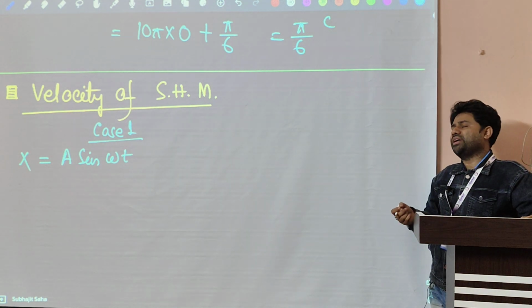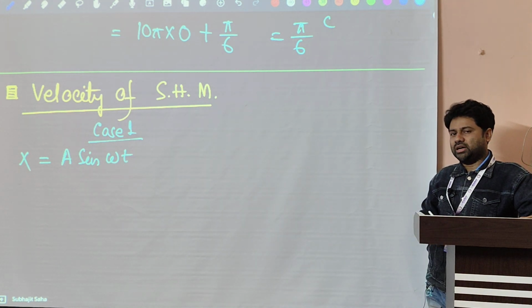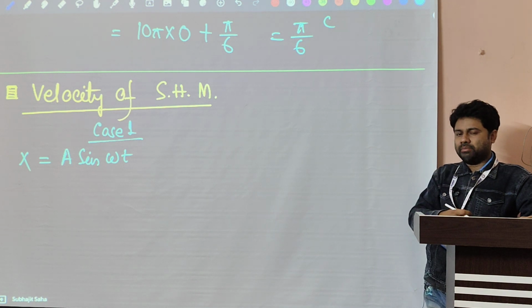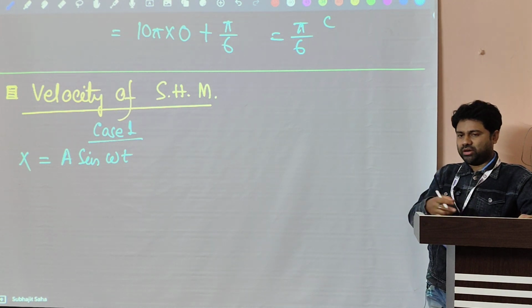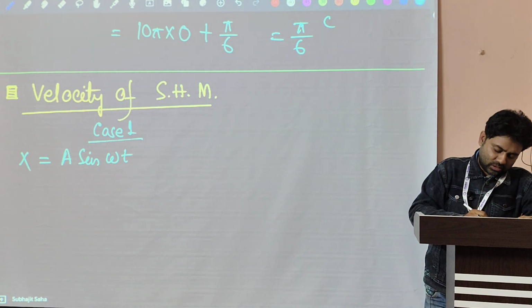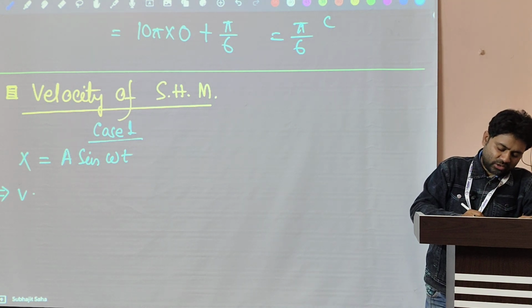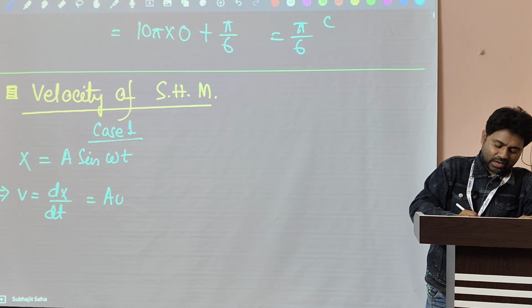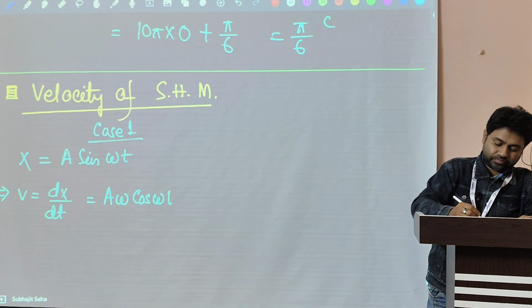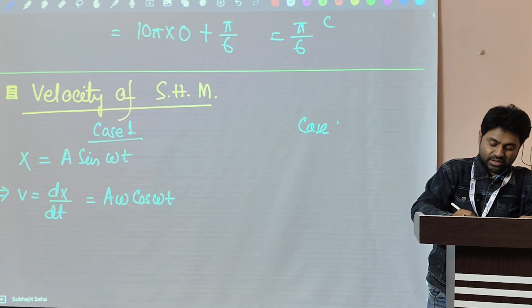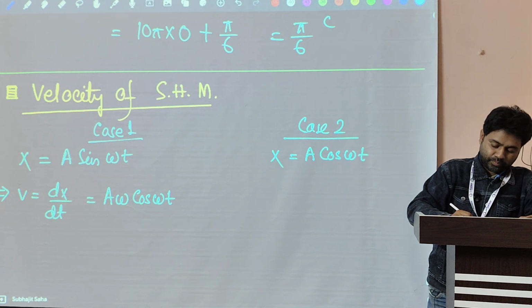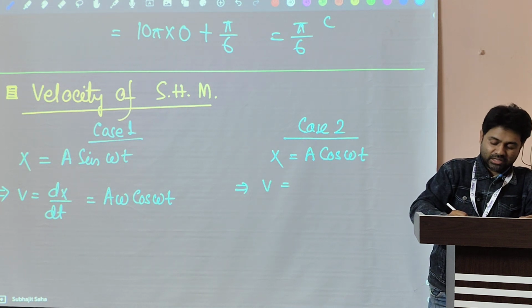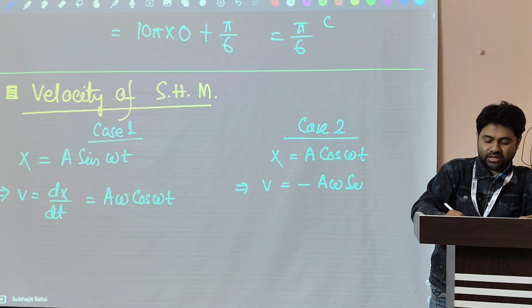Instead of small a and small b, we are now writing the terms capital A and omega. Capital A means amplitude, and omega means angular frequency. So what will be the velocity? You do it by yourself, dx/dt, the derivative. It will be A omega cos omega t. Case 2, if the displacement was a cosine function, A cos omega t, then velocity would be minus A omega sine omega t.